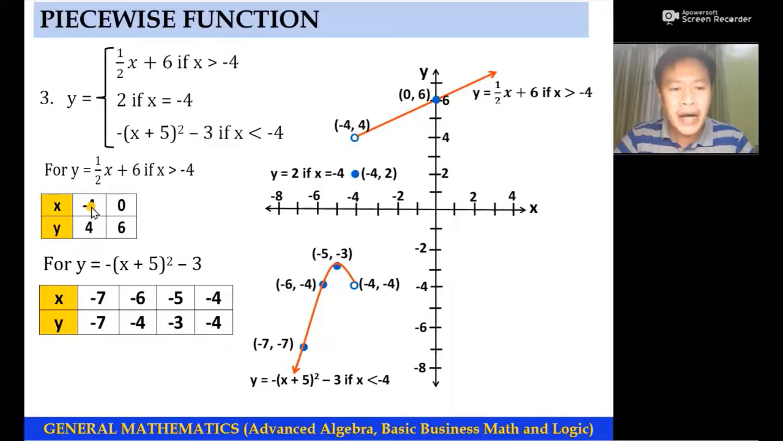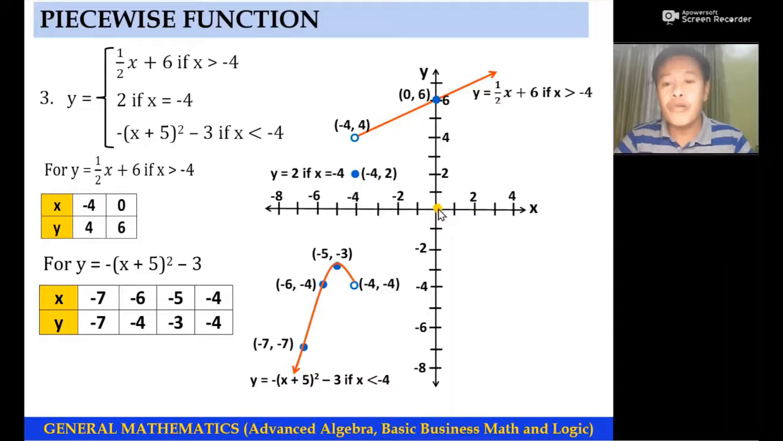Take note, since our domain is x is greater than negative 4 and negative 4 is not a part of the value of x, we have here the open circle with coordinates negative 4 and 4. Now, we will proceed with the second point of this subfunction, which is a linear function, 0 and 6. Where is that 0 and 6? The second point is our x is 0. Do not move to the right. Do not move to the left. Just proceed automatically with the value of y, which is 6.